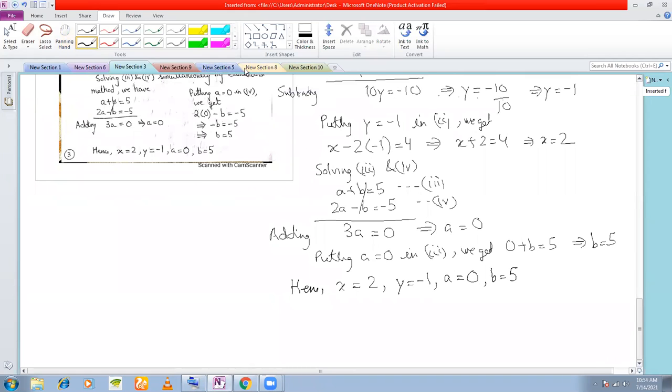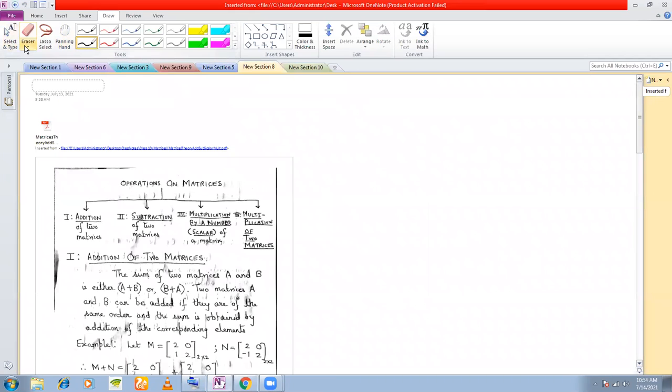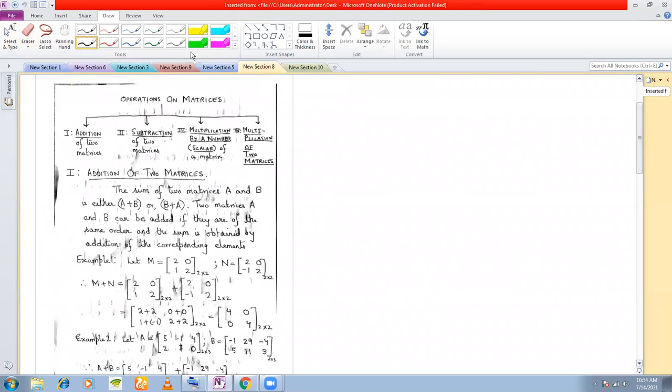We move on to the next part of matrices, which is called operations on matrices. Under matrices, as I've shown here in this chart, you have addition operation, subtraction operation, multiplication operation, and multiplication of two matrices. What is the difference between this multiplication and this multiplication? This multiplication is by a scalar or by a number. You can multiply a number by a matrix. And this multiplication is multiplication of two matrices.